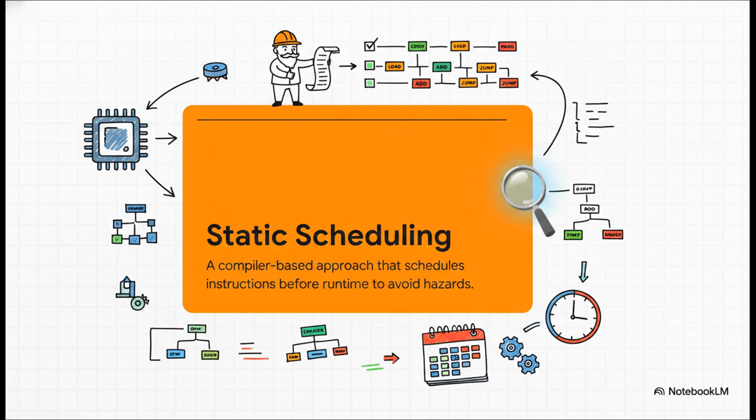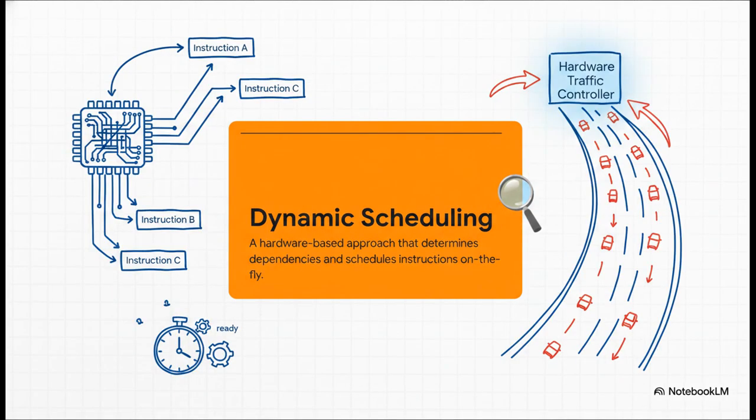To overcome these stalls and keep that data flowing, computer architects basically split into two distinct camps, developing two different philosophies. The first one is static scheduling. This is a purely compiler-based approach. The software compiler acts as this ultimate master planner. It analyzes the code and schedules the instructions long before the program actually runs, with the goal of avoiding those hazards entirely. Then there's the second philosophy, dynamic scheduling. In this approach, the physical hardware itself steps up to act as the live traffic controller. So instead of relying entirely on a pre-planned route, the CPU figures out the dependencies and schedules instructions on the fly, right while the program is actively running.